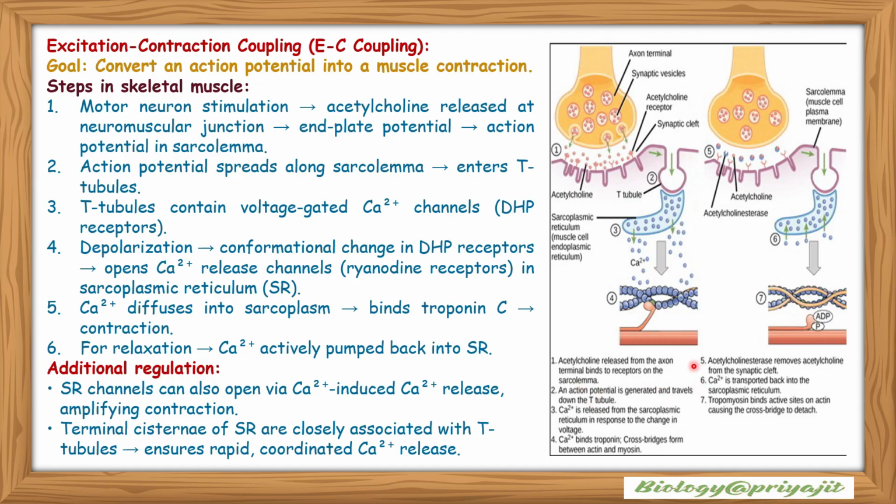So what happens when acetylcholine released from the axon terminals binds to the receptor on the sarcolemma, and an action potential is generated and travels down the T tubule. These are the T tubules. Calcium 2 plus is released from the sarcoplasmic reticulum in response to the change in voltage. So Ca2 plus binds with the troponin, and cross bridges form between actin and myosin protein. Then acetylcholinesterase removes acetylcholine from the synaptic cleft. Then calcium 2 plus is transported back into the sarcoplasmic reticulum, and tropomyosin binds the active site on actin, causing the cross bridge to detach.